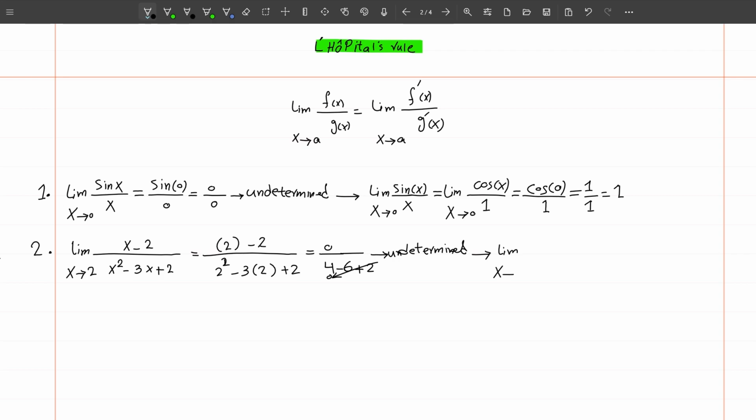The limit is going to be equal to the limit as x approaches 2 of the derivative of the numerator, which is the derivative of x, which is 1, minus the derivative of 2, which is 0, over the derivative of x squared, which is 2x, minus the derivative of 3x, which is 3, plus the derivative of 2, which is 0. And we just have to substitute in place of x 2. So this becomes 1 over 2 times 2 minus 3. So 1 over 4 minus 3. So 1 over 1, which is equal to 1.